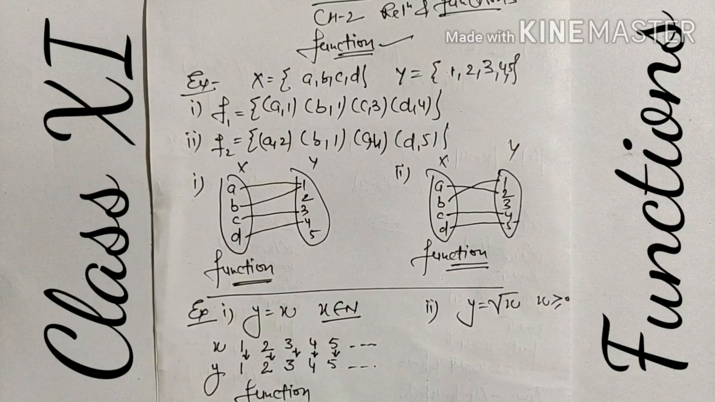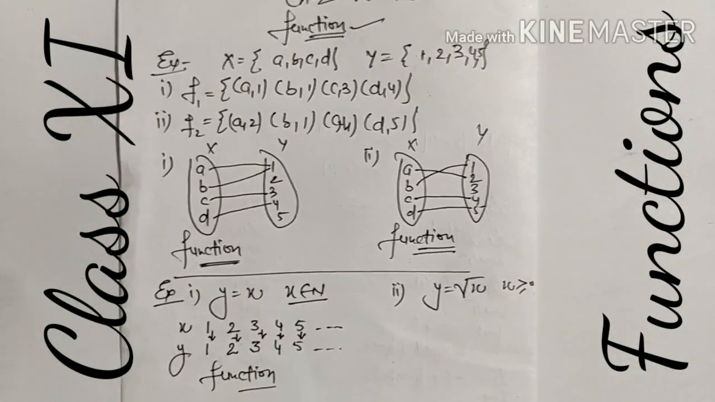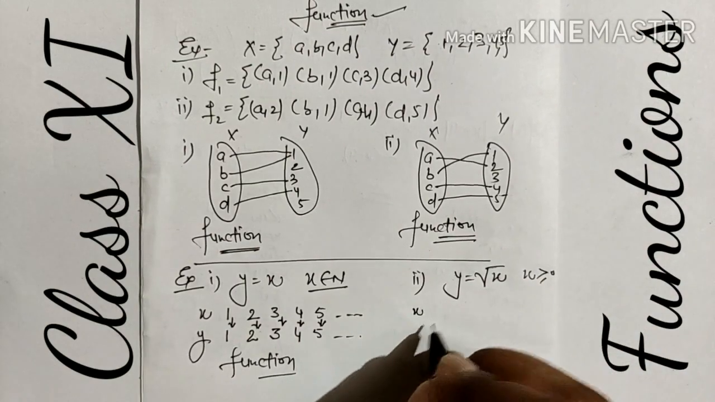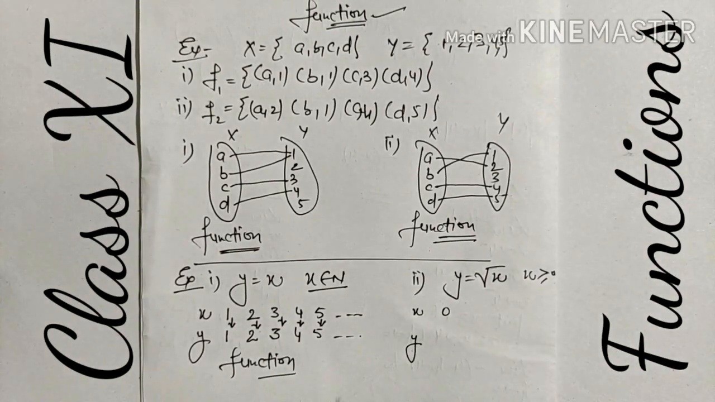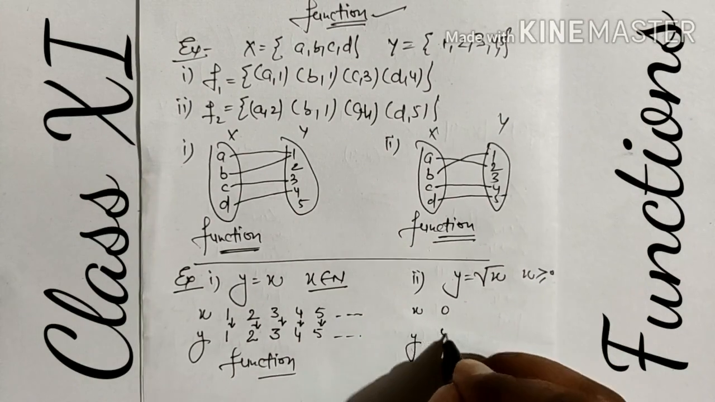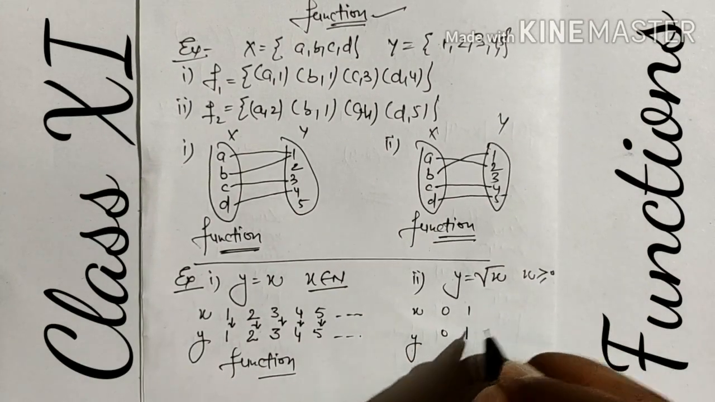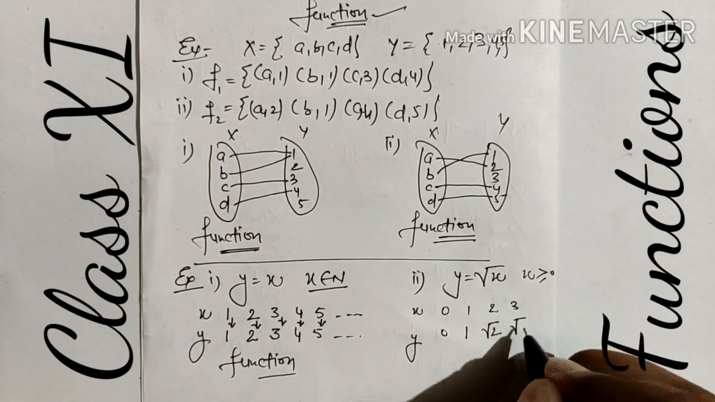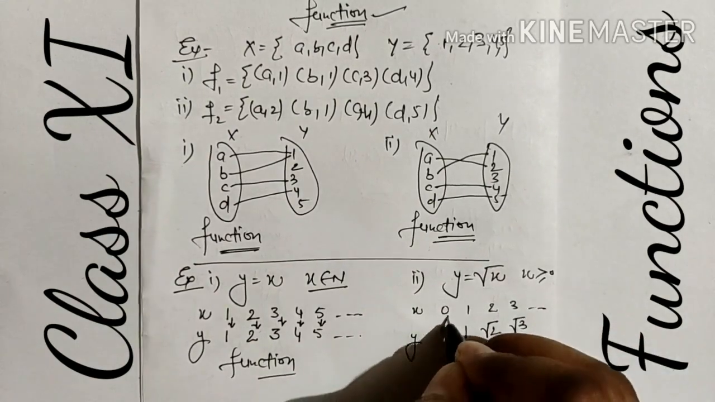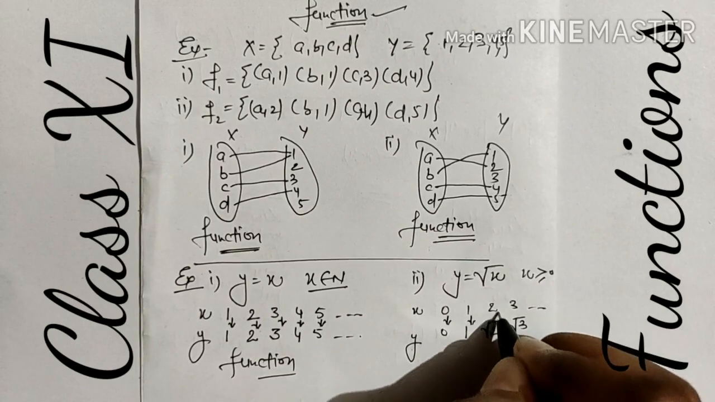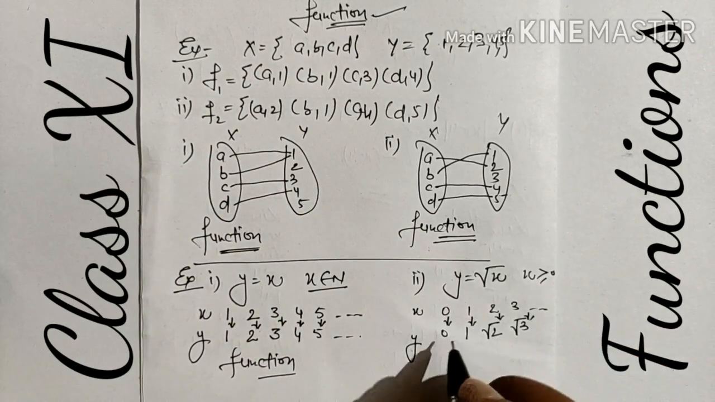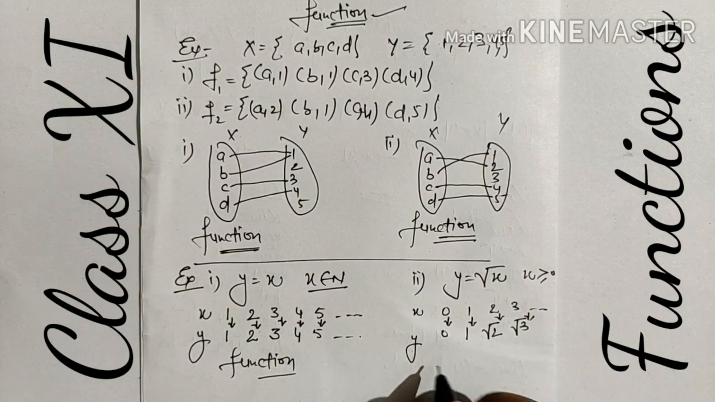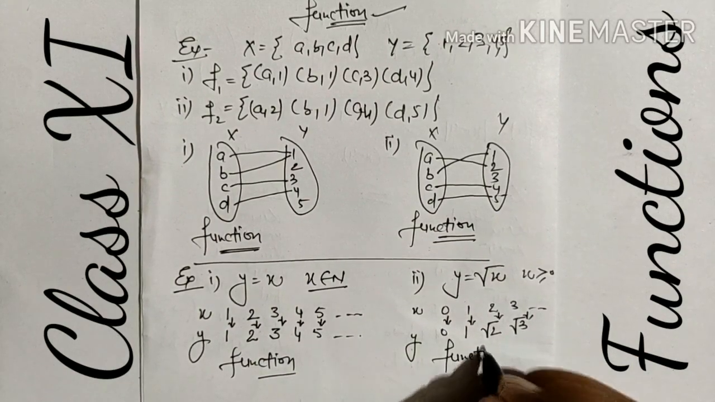If we come to the other side, Y is equal to square root of X. Here the lowest value of X is 0. The square root of 0 is 0. Square root of 1 is 1. Square root of 2 is square root 2. Square root of 3 is square root 3, and so on. Every value of X is connected with a single value. It means every element of the domain set has a unique image in the codomain set. So it is also known as a function.